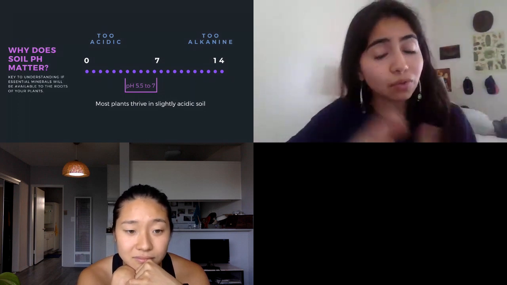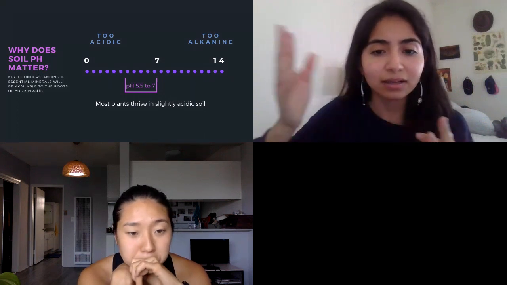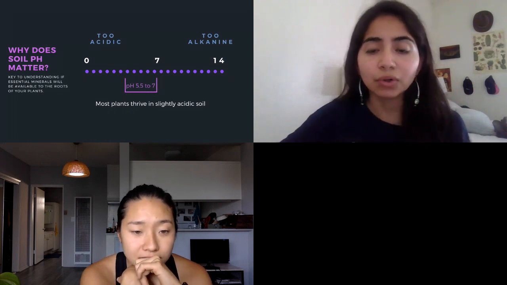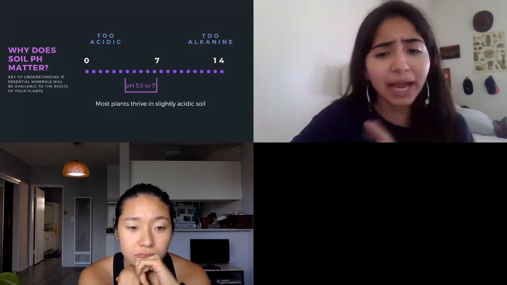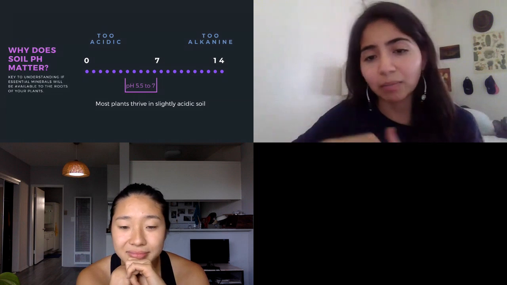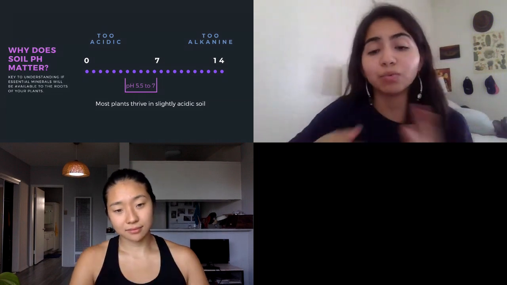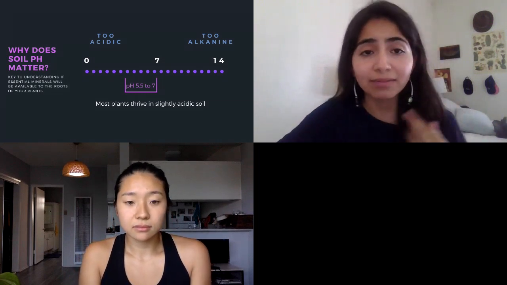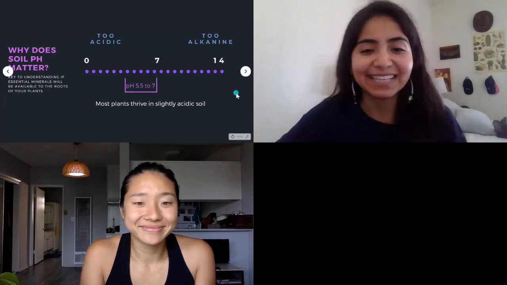If your soil is too acidic, you can add ground up limestone. It can make it more neutral. If your soil is too alkaline, then you can add pine needles, composted leaves, and so forth. And raising the organic matter content in the soil acts like a buffer, protecting the soil from becoming too acidic or too alkaline. But typically, most plants thrive in slightly acidic soil, ranging from pH 5.5 to 7.